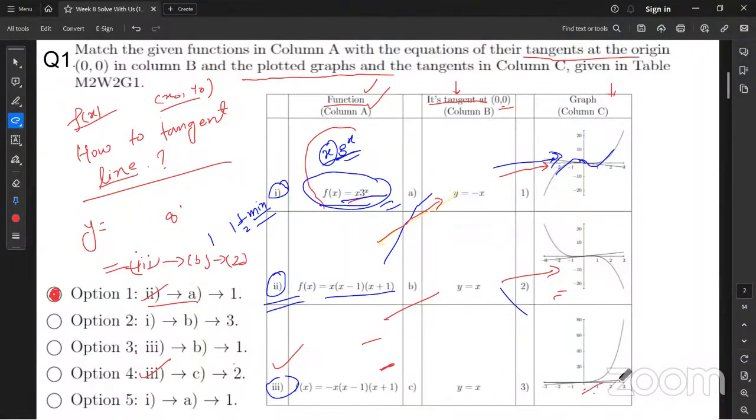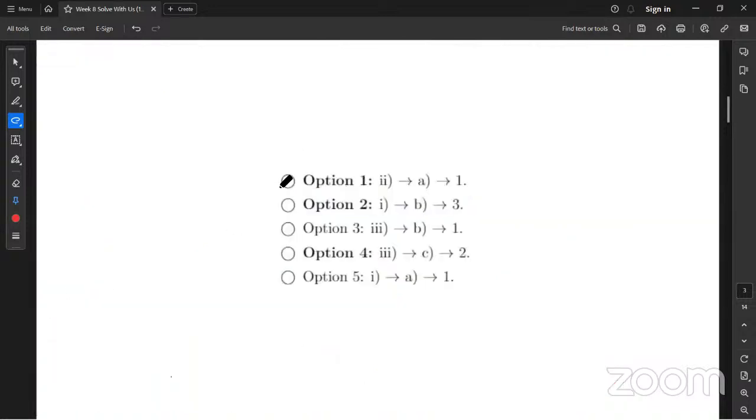This one. See here, this is my original graph, and this is y equals x, somewhere here itself. Okay, so this is the solution. So what will be my correct answer? Here is my correct answer: option 1, 2, and 4. Whoever wrote options 1, 2, and 4, that is correct.